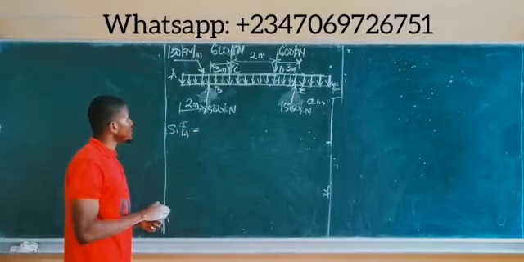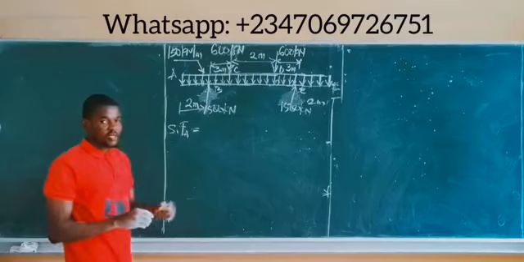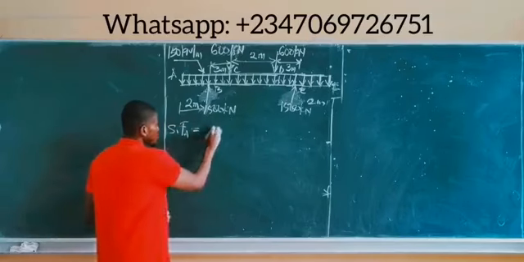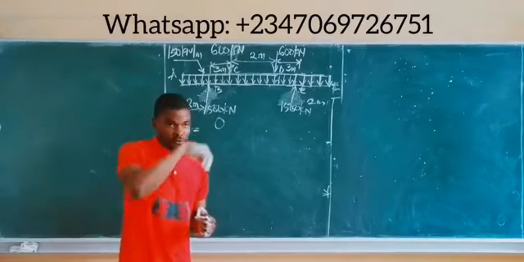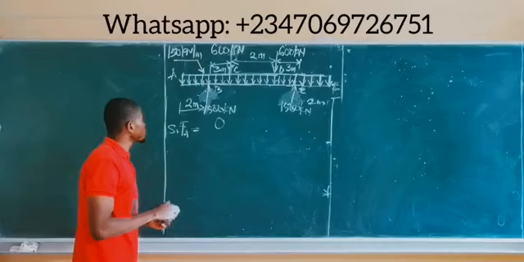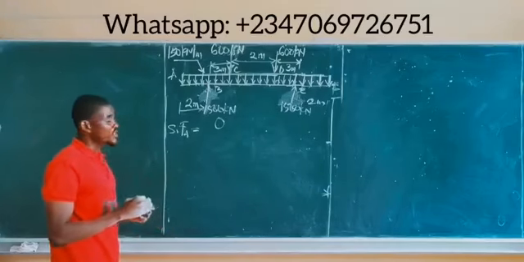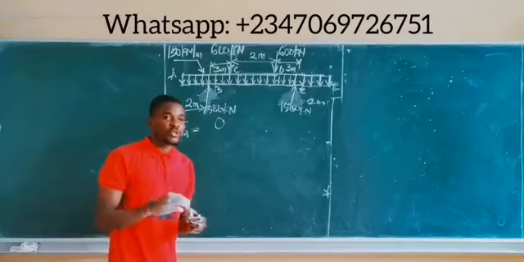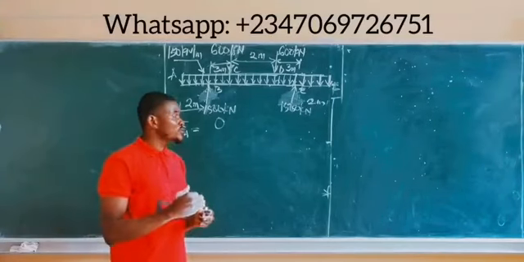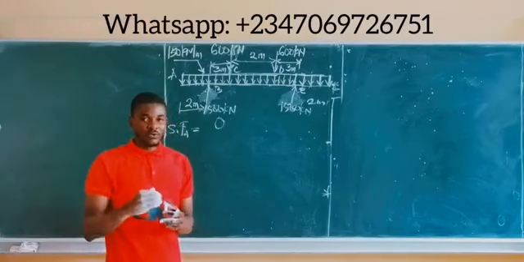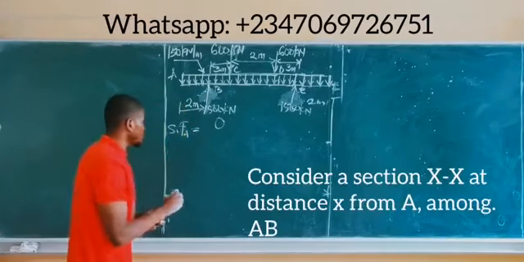Okay, so shear force at point A simply means the force that exists at point A. And if you take a look at point A, there is no force at point A. So it means shear force at point A is simply equal to 0. Now, between A to B, there is a UDL. Because of this UDL, we have to form what is called shear force equation. And to do that, we have to take what is called section. So we consider a section.